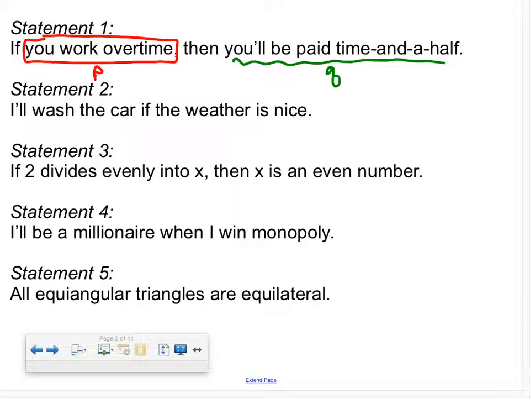Statement number 2: I'll wash the car if the weather is nice. This one switches it up a little bit. Turns out the hypothesis, the weather is nice, isn't always at the beginning. We've got to be careful. We've got to look for those markers of if and then. The conclusion, therefore, is I'll wash the car.